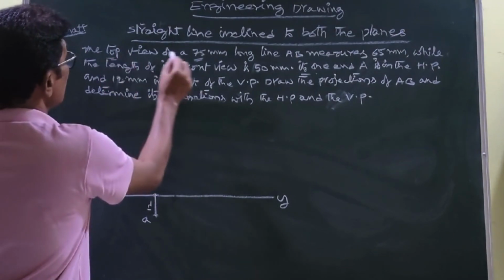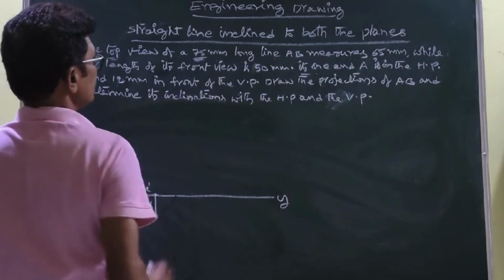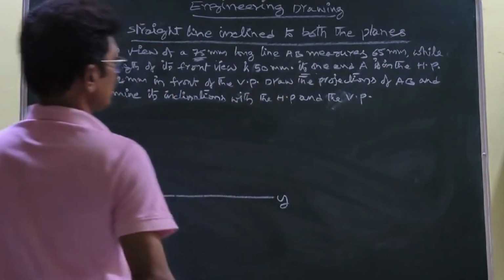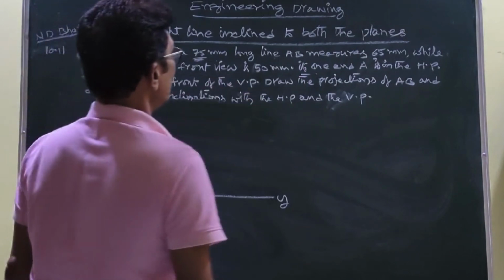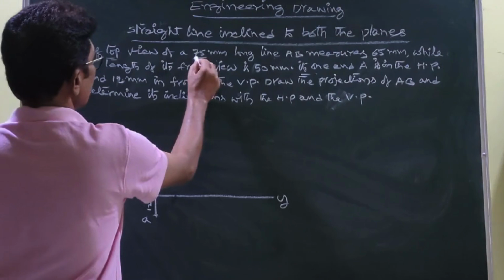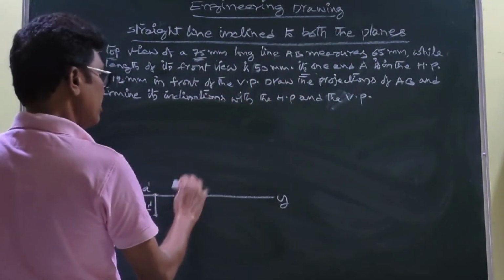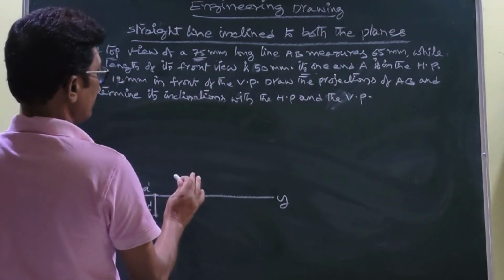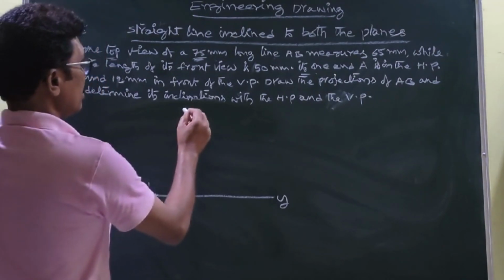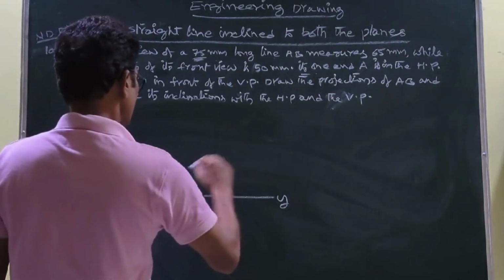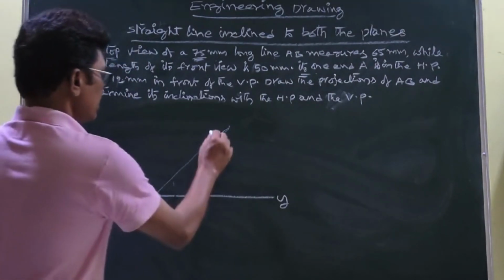Coming to this problem, the top view of a 75 mm long line AB measures 65 mm, while the length of its front view is 50 mm. So line length 75 mm, its top view 65 mm. So therefore obviously that line is inclined to HP. Inclined to HP, and it is parallel to VP. So this is the line inclined to HP, so that you can get in the VP something like this. We don't know this angle. Its top view is coming over here.